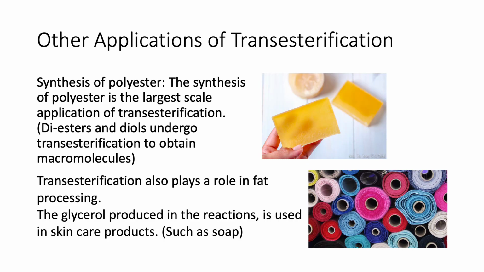Next, we're going to look at some of the other applications that transesterification is used for, because it's not only used to make biodiesels. First is the synthesis of polyester. The synthesis of polyester is the largest scale application of transesterification. Diesters and diols are going to undergo transesterification to obtain macromolecules. Another thing transesterification is used for is it plays a role in fat processing. And finally, the glycerol that's going to be produced in the reaction is used in skincare products such as soap.